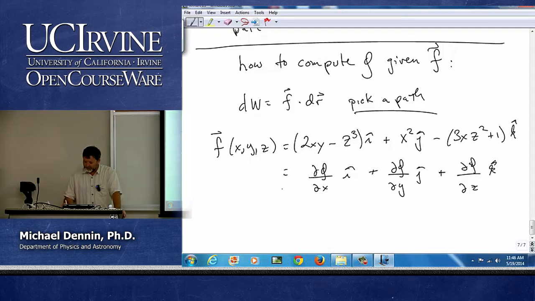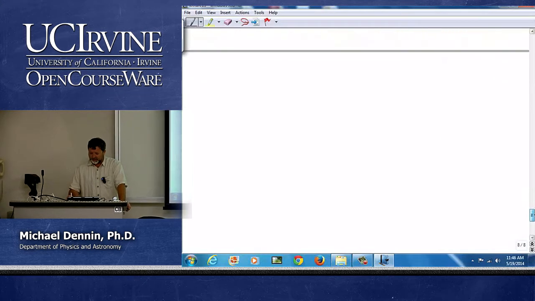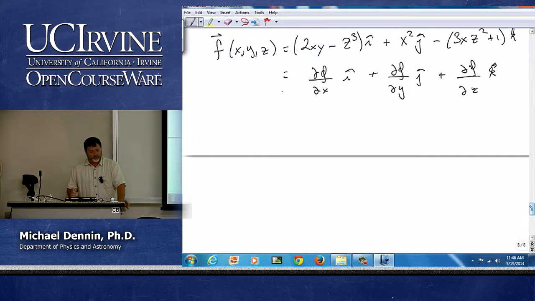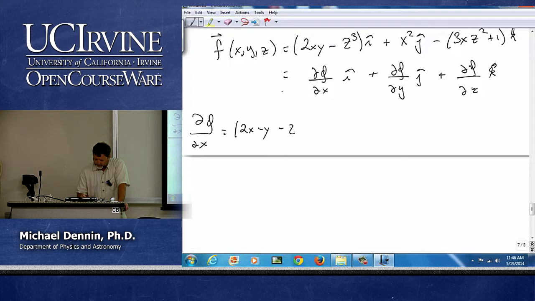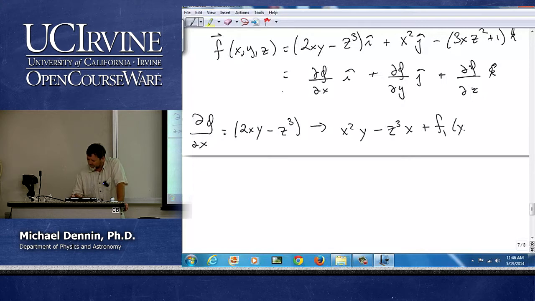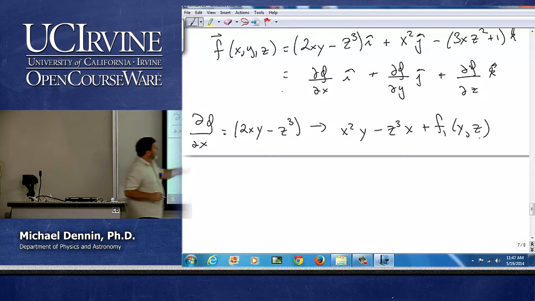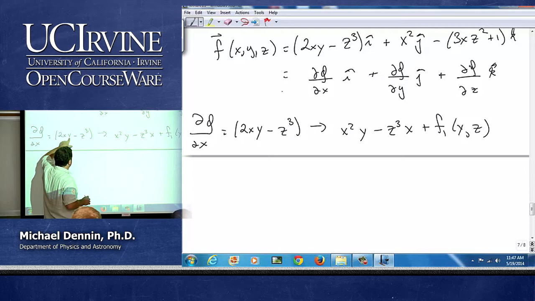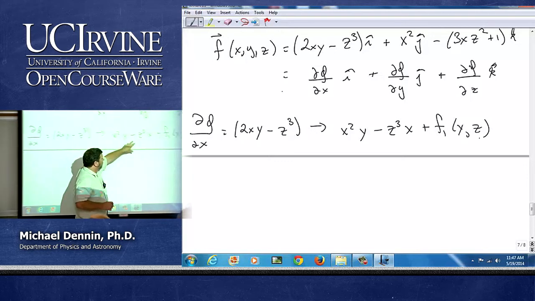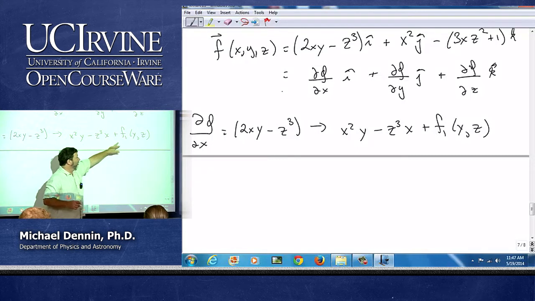So let's just write out each of these. Normally I would take the time to ask you what they are, but I'm just going to write them out. And then let's gather terms. So if I take d phi dx equals 2xy minus z cubed, I'm going to get x squared y minus z cubed x plus my function f1 of y and z. So integrating with respect to x of this gives me x squared y. This is a constant relative to x, so I just get minus z cubed x. And then I have my function of y and z.